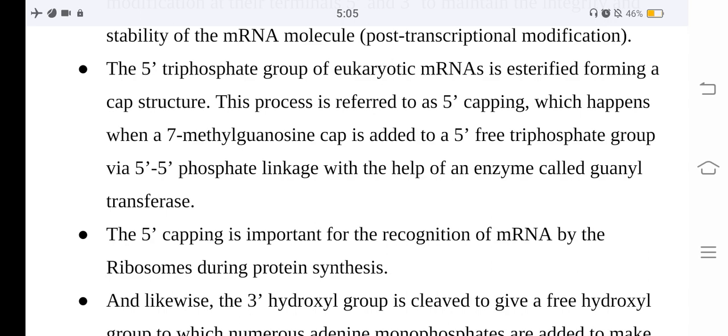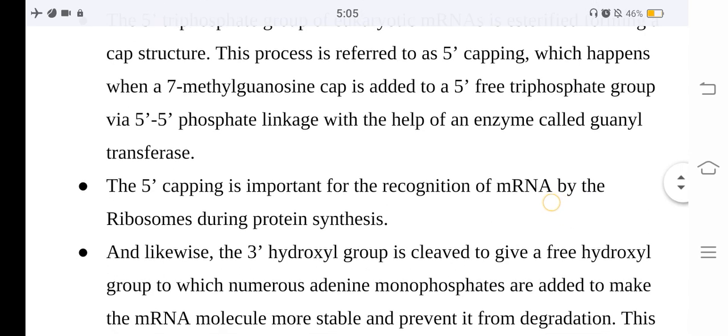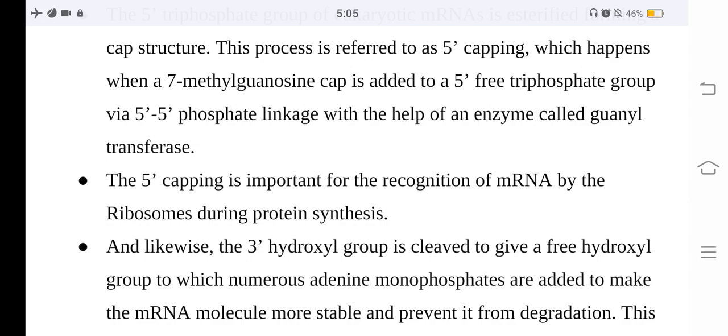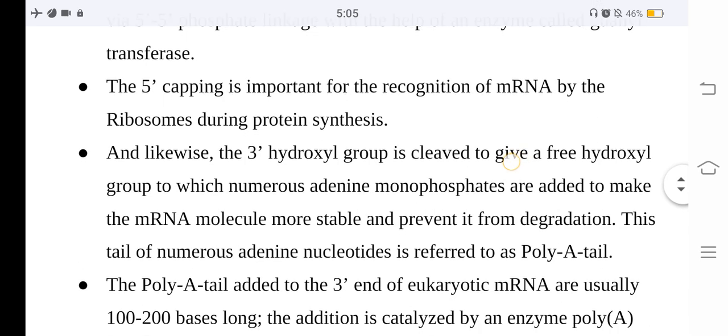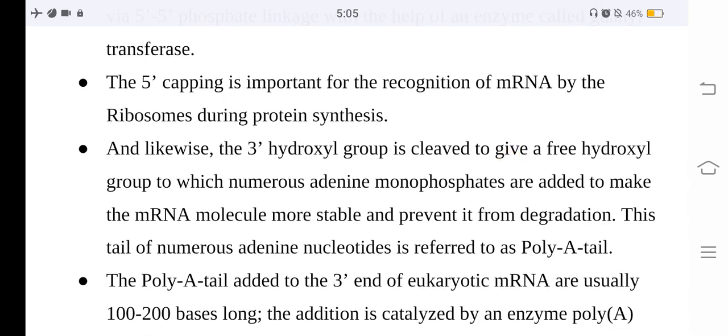This process is referred to as 5' capping, which happens when a 7-methyl guanosine cap is added to the 5' free triphosphate group via 5' phosphate linkage with the help of the enzyme called guanyl transferase. The 5' capping is important for the recognition of mRNA by the ribosomes during protein synthesis.